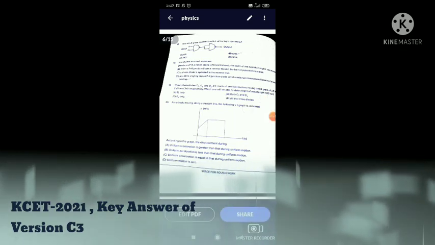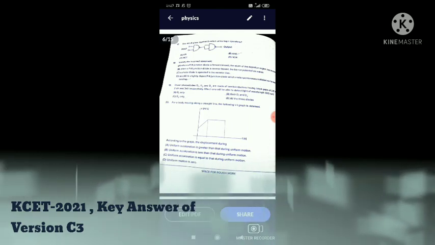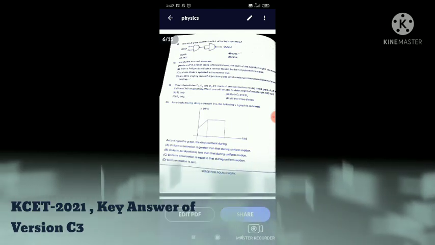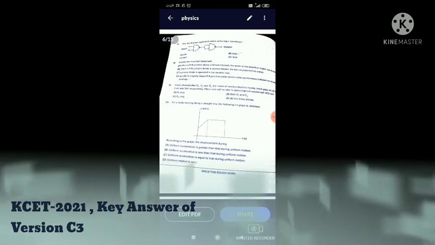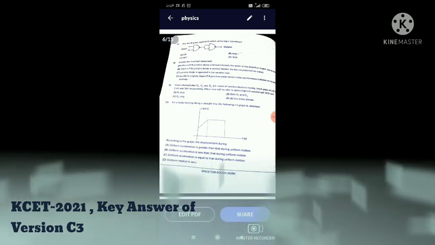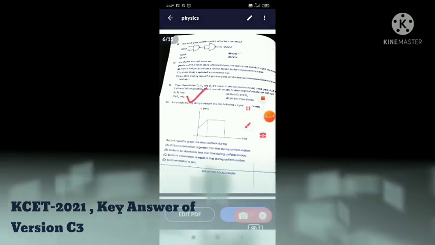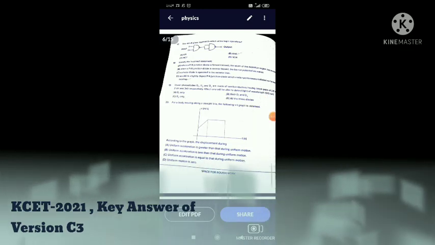3 photodiodes D1, D2 and D3 are made up of semiconductors having band gaps of 2.5 eV, 2 eV and 3 eV respectively. Which one will be able to detect light of wavelength 600 nm? Then the correct answer is answer C. Next we will move to the 20th question.